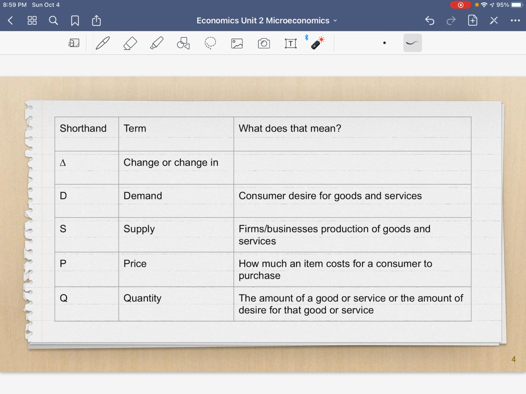Here you are, okay? Another thing that we put on graphs is price and quantity, and we label those with a P and a Q. Price, you should know what that means, right? It's how much an item costs for us to buy. Quantity is a little bit different.